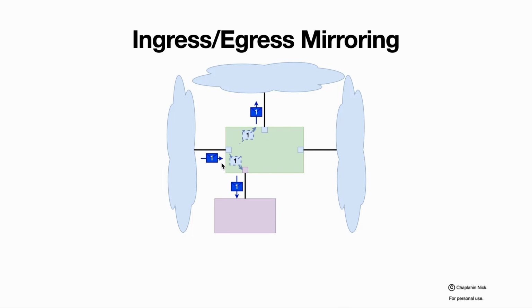And the most common mode of operation is when both ingress and egress are configured together. Then we are copying as many frames as are trying to ingress our system through the source port or egress our system through the source port.